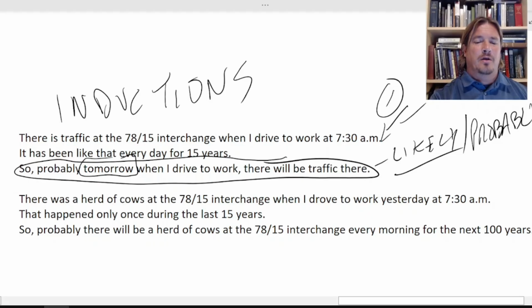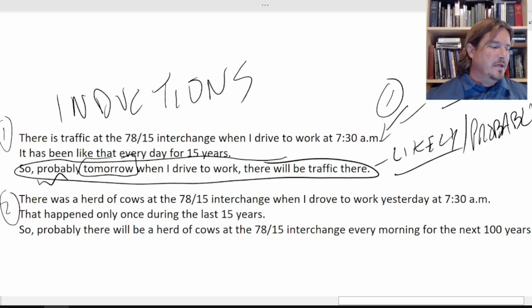Now, this is a pretty good prediction, probably. If there's been traffic at that spot for the last 15 years, probably the next day that you go, there will be traffic. Now, does it have to be true? No, but it's probably true. But look at this one. So this number 1 here is an induction. Number 2 is also an induction. And if you look at this argument, premise 1 says this.